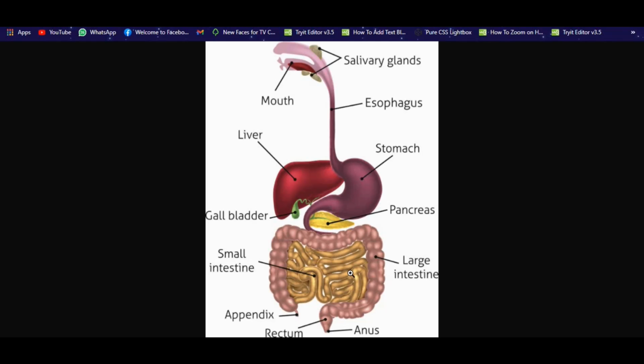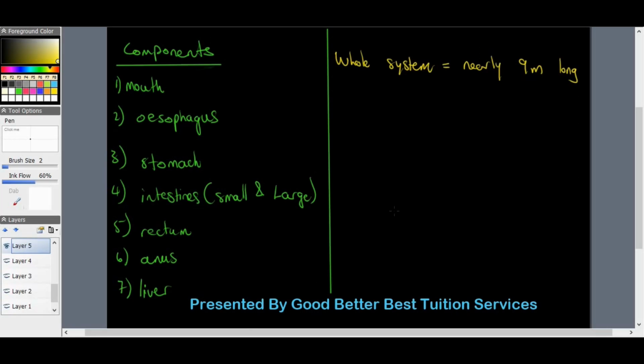However, this digestive system is not invincible. No sir, no ma'am. It is susceptible to a couple of health issues. We're going to discuss a couple in just a moment. One of those health issues is ulcers.